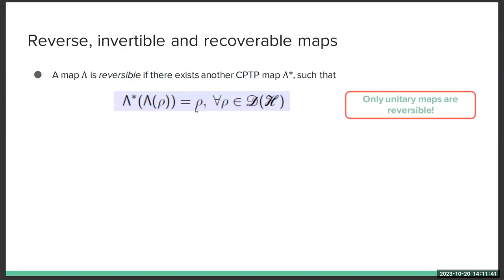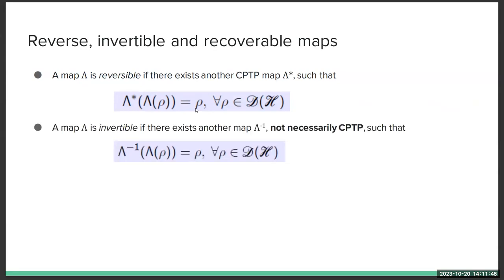So it's not reversible in this sense. Okay. So another property, which is related to the mathematical property of the map: a map is invertible if there exists another map, lambda minus one, not necessarily CP. I'm not thinking about the physical process. I'm just asking if there is a function that can invert this process. And if there is this lambda minus one, I call it, okay, the map is invertible.